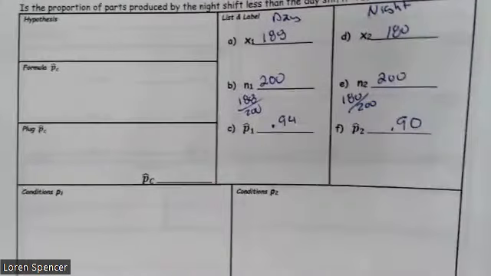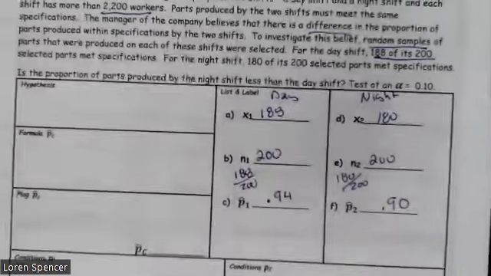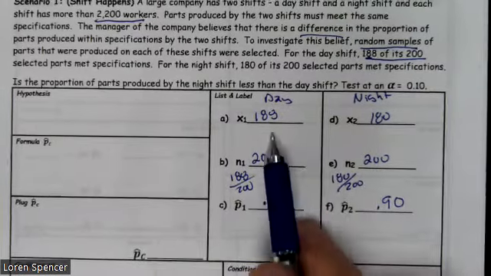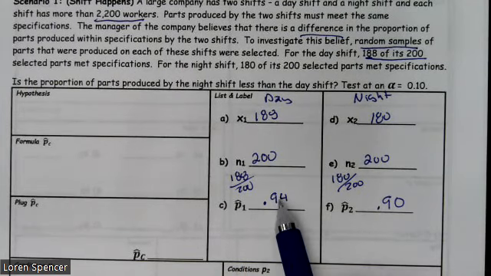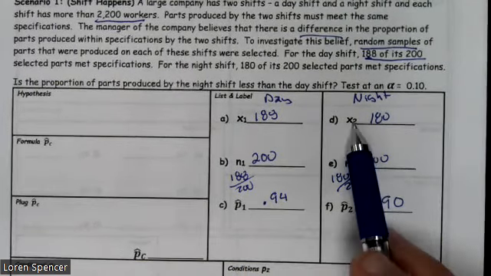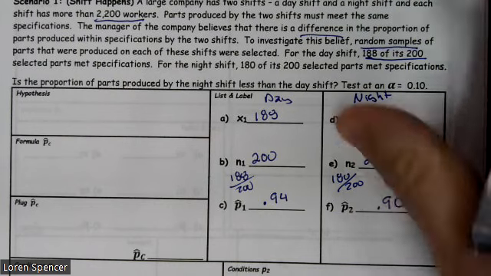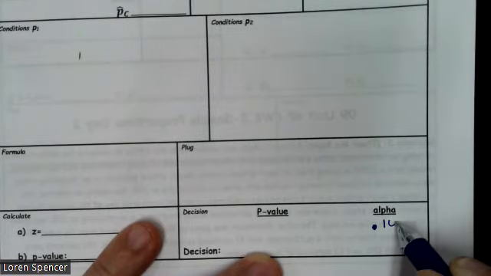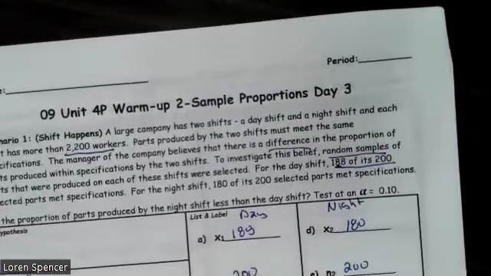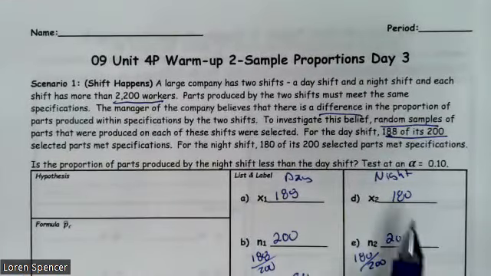So I'm going to go ahead and record that down here. And you know what? I should have left that up there. But there's our day shift, 188 out of 200 is 0.94. 180 over 200 is 0.90. And it talks about our alpha. So I'm going to go ahead and address that. Our alpha level is 0.10. So that's what they want us to test at.